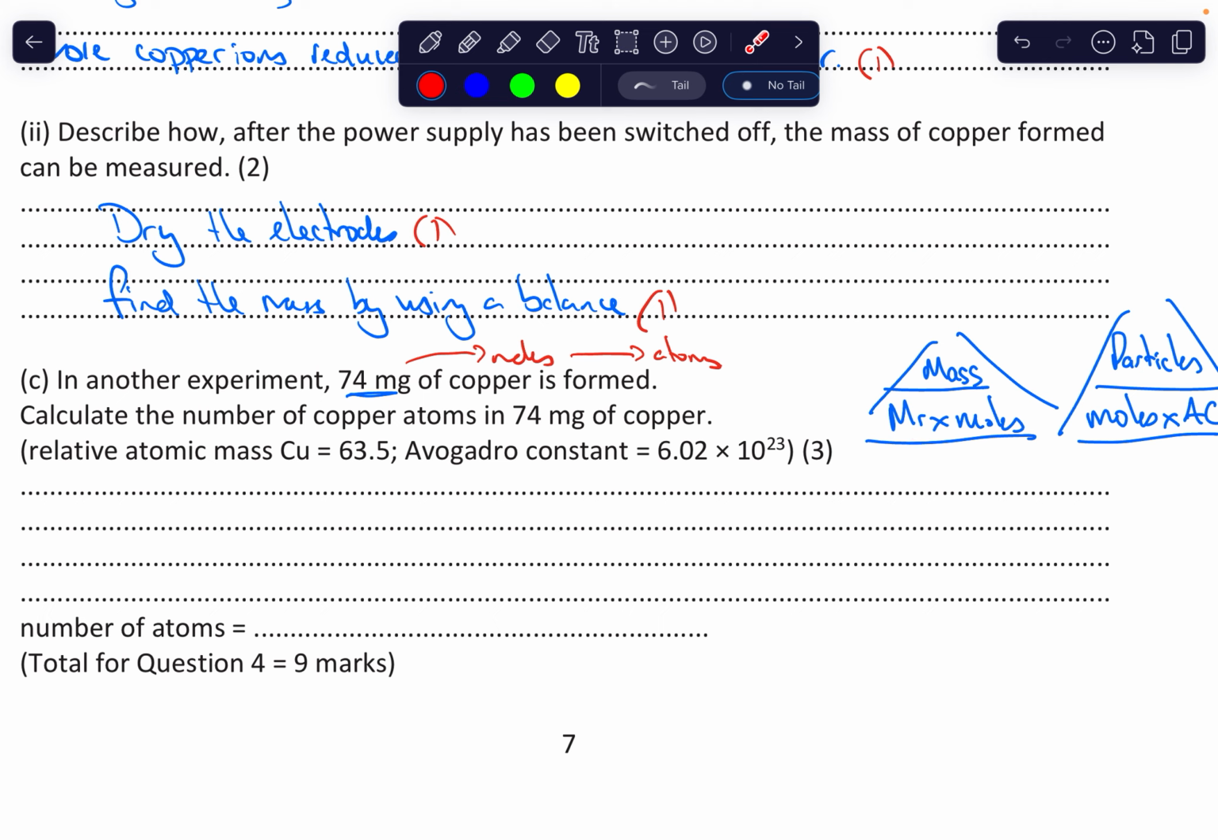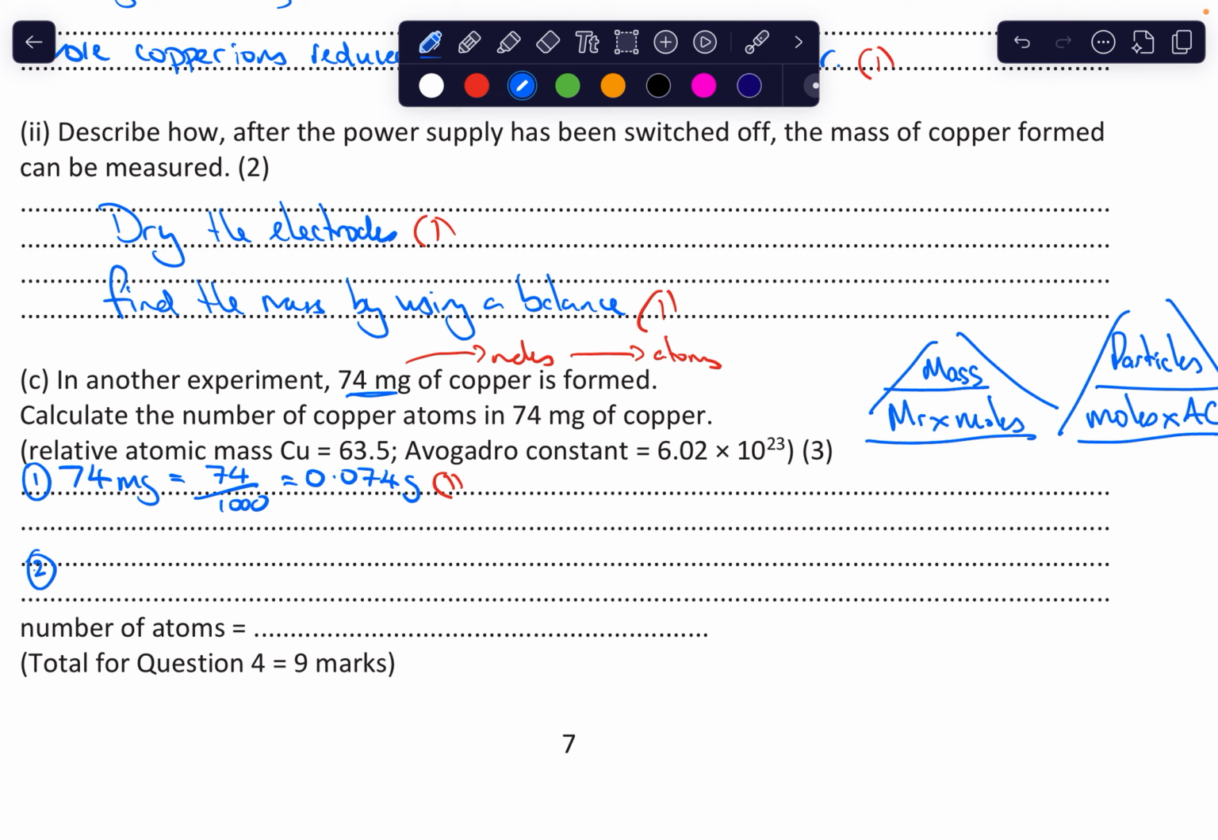The other thing I've got to do here is be very careful because this is 74 milligrams, but we don't work in milligrams, we work in grams. So that means it's 74 over 1000. That's how you convert milligrams to grams. So you do 74 divided by 1000, which is going to be 0.074 grams. Okay, and believe it or not, there's going to be a mark in there for doing that conversion. So I'm going to call that step 1.